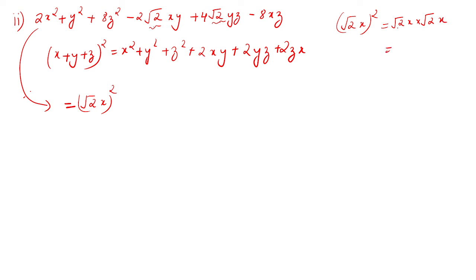Now forget about the root for now. What is 2 into 2? 4. But what is remaining here? Root and root is there, so you cannot remove the root, you cannot omit the root. x into x is what? x squared.